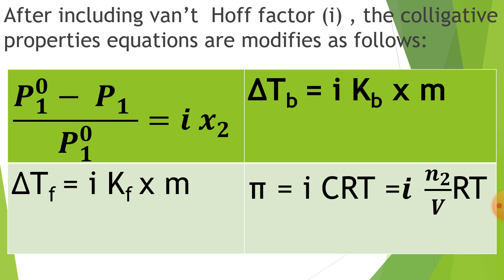Then ΔTb, the elevation in boiling point, is equal to i Kb into molality. Similarly, ΔTf equals i Kf into molality, and osmotic pressure π is equal to iCRT, or you can also write i n2 by V RT. Here C is molarity. As I have told you also, molality is a temperature independent quantity, but molarity is a temperature dependent quantity because it involves volume.